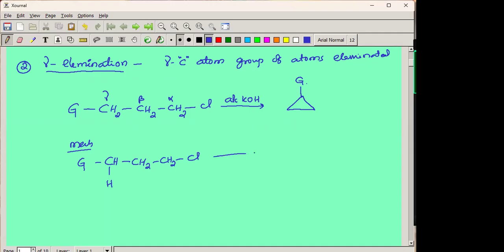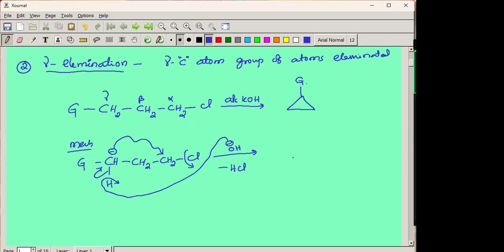So here this OH minus base traps the hydrogen from here. So this hydrogen donates electrons to this carbon atom. Now this becomes a negative charge. That negative charge attacks on this carbon. This chlorine is eliminated. So here the eliminating group is HCl.